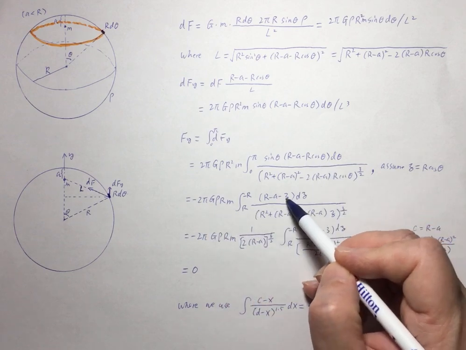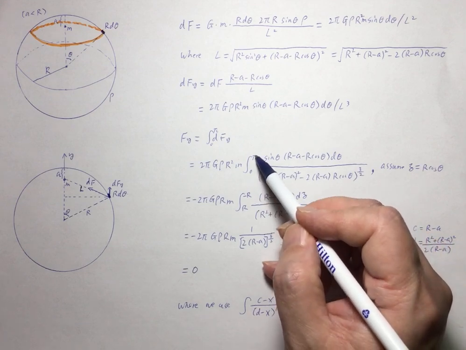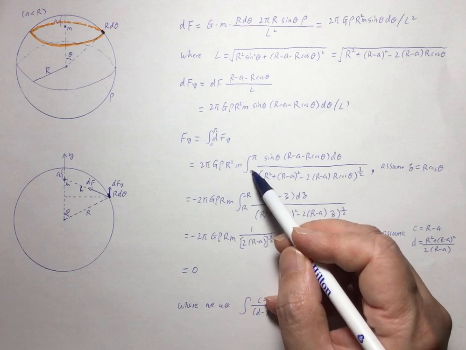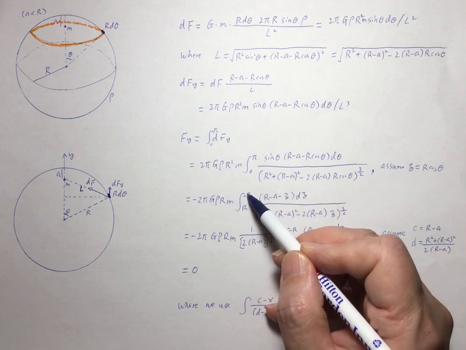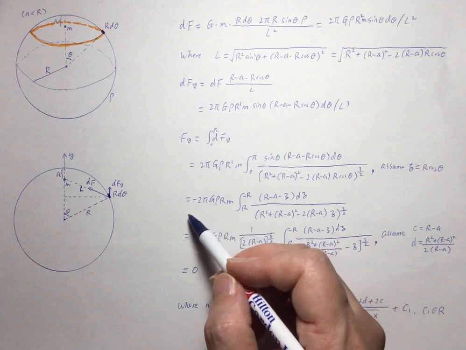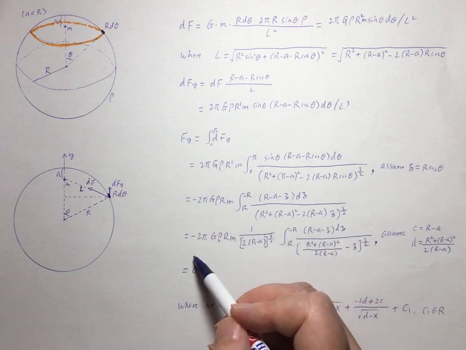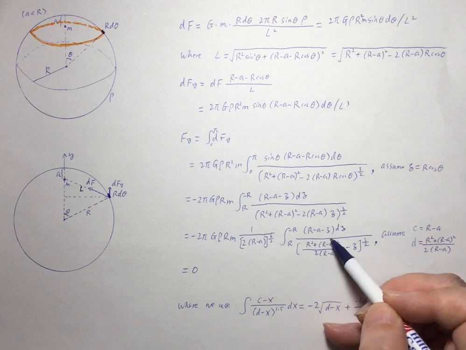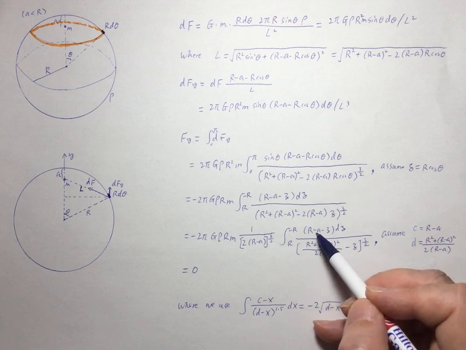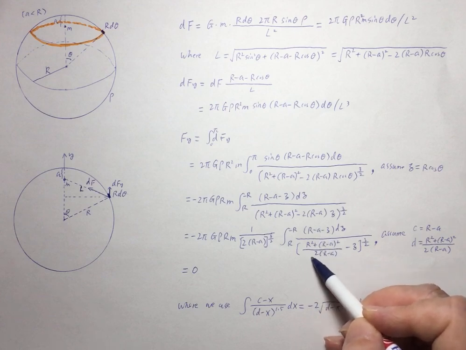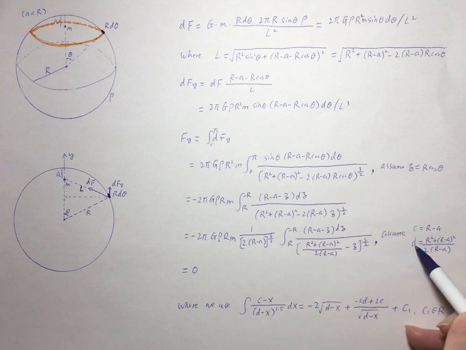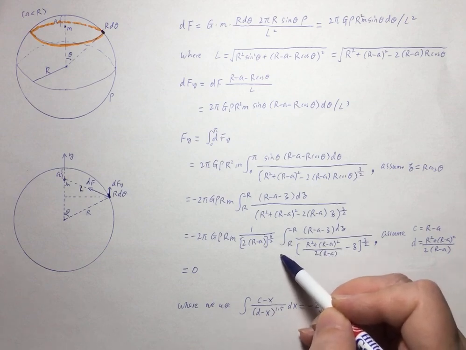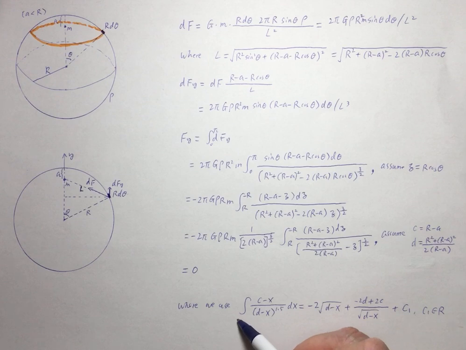Remember, r cosine theta is z. And then these two limits change from 0 to pi to r to minus r. Then we do the integration, and finally we get this. When we come to here, we assume this part is C, and then we assume this part is D. So the integration of this part becomes like that.